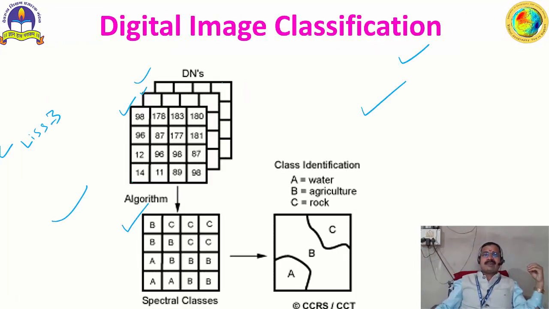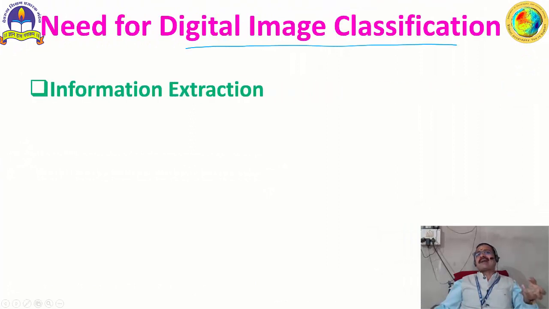If you look in the previous image, this is spectral class A, B, B, B or C. These are the various spectral classes, and these spectral classes we need to convert into information classes. What is the information hidden here? A means this is spectral information, and this spectral information is representing the water class. B is the agriculture class. B means the spectral information, and agriculture is the information class. C is the spectral class, and rock is the information class. You can simply say digital image classification is a technique to extract the information class from the spectral class.